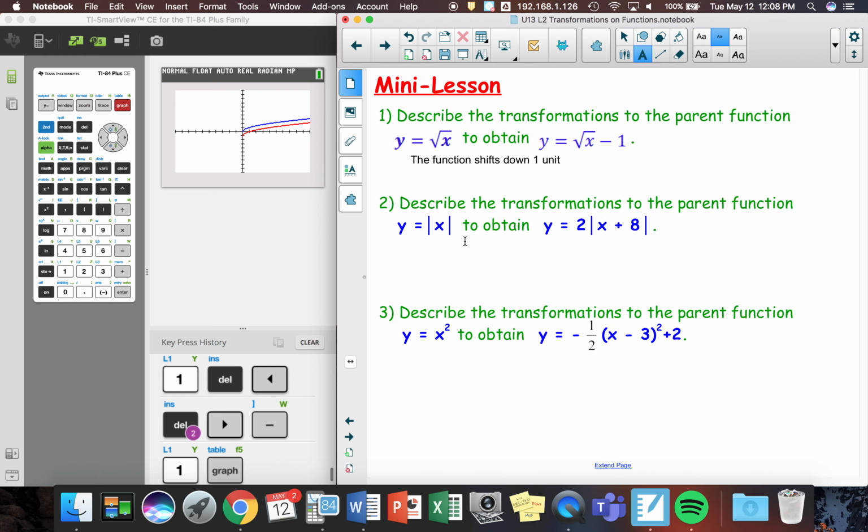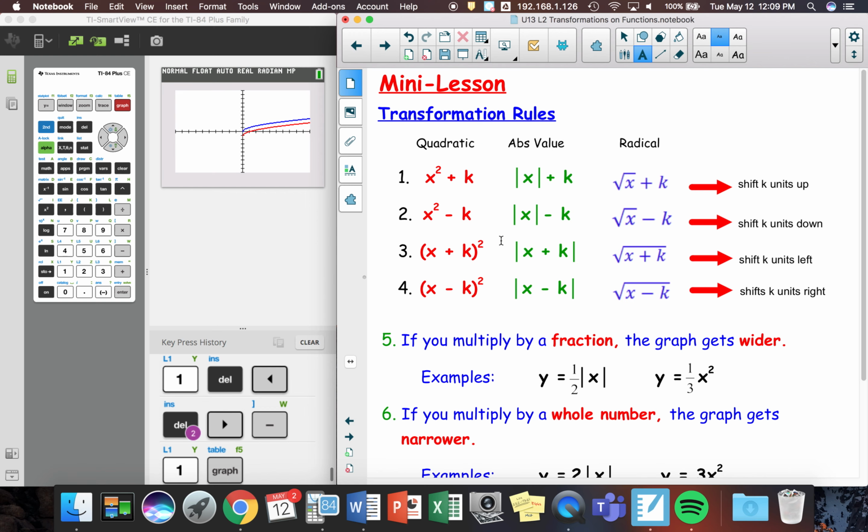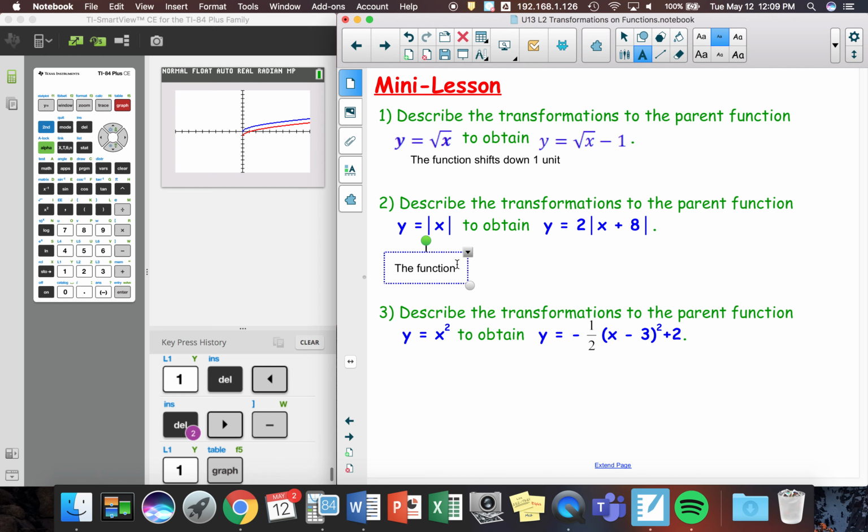Okay? Sometimes you can have multiple transformations going on here. Let's use the rule. I'm not going to use the calculator anymore. We can do this. So there are 2 transformations that happen here. The function. So I see that there's an 8 on the inside, plus. I've got to remember, plus 8 on the inside means that it's going to shift to the left. Okay, let's go back. See the plus? It's going to shift to the left. So the function shifts 8 units to the left.